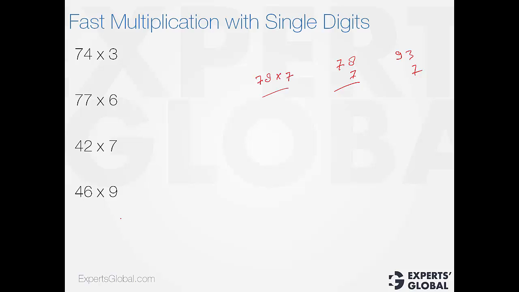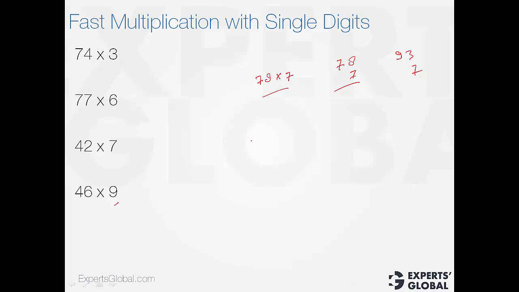If you have to multiply by 9, I always suggest that you multiply by 10 and then subtract. So 46 into 9, I would say 46 into 10 is 460. 460 minus 46. Subtracting is always a bit more difficult than adding, so I would always look for some shortcut. So if I have to subtract 46, I would first subtract 50 and then add 4. So 460 minus 50 is 410 plus 4, 414. That would be the value of 46 into 9.